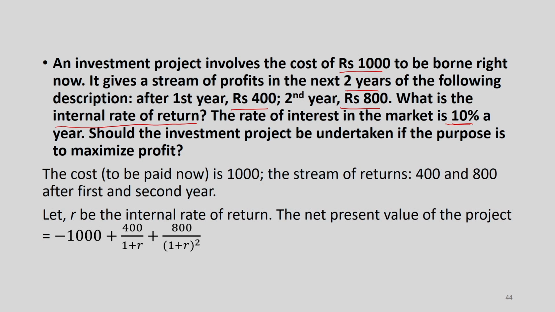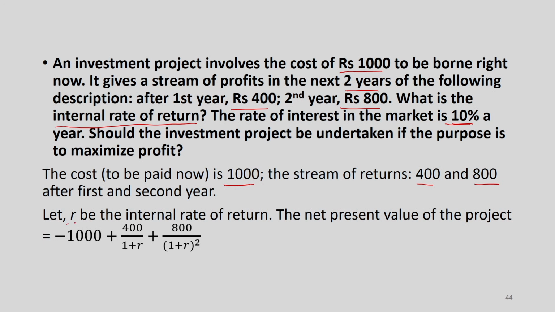So, this is the second part. So, first part, we have to find out what is the internal rate of return of this particular project, and secondly, the market rate of interest is given, it is 10% a year. So, we have to answer whether the investment project is profitable or not, whether it should be undertaken. Okay, so how to solve this? First, we note that the cost of the project here is 1000 rupees. This cost has to be paid right now, at present, and there is a stream of returns which is accruing in the future, 400 and 800 rupees after the first year and the second year. Okay, so these are the incomes that are occurring in the future.